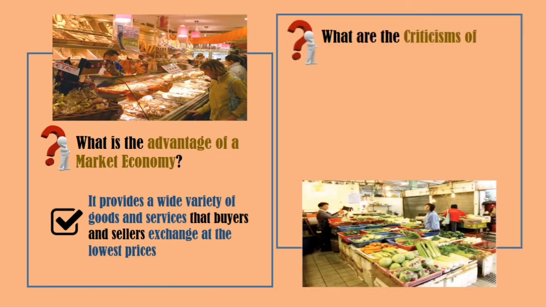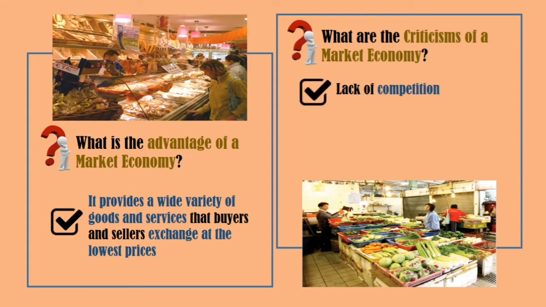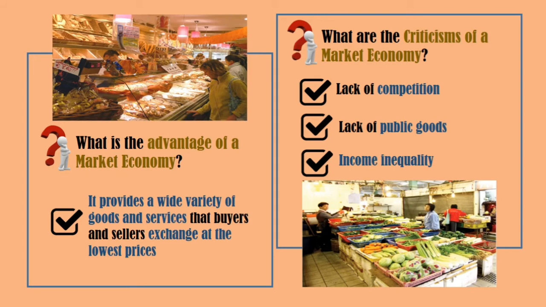There are also some criticisms of market economy. First is the lack of competition. In the presence of few owners of production, there exists lack of competition because the majority of the people are consumer oriented. Second is the lack of public goods. Usually, products sold in the market are private goods determined by private producers. And the third one is income inequality. Those who own production earn more compared to those who buy their products.